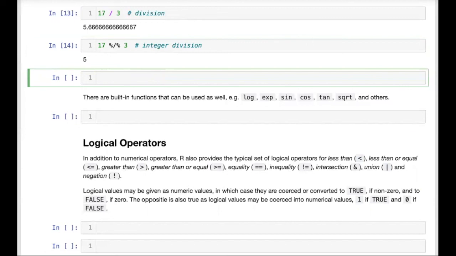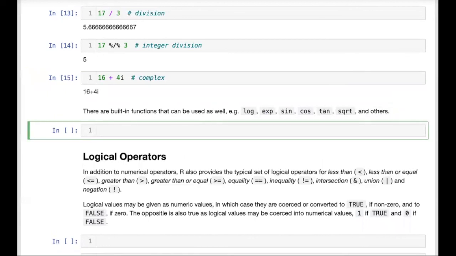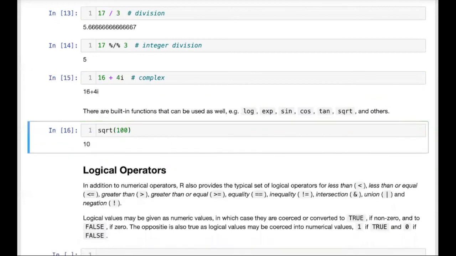R also supports complex values through the i suffix. So I can type 16 + 4i to represent a complex value, and then use these values in operations similarly to how I would use real values. Also, R supports a number of built-in functions like logarithms and trigonometric functions. So, for example, I can say square root of 100, and you see we get the answer 10. Since R is meant to be a language for statistical analysis or data analysis, many of these functions come right out of the box, whereas in languages like Python, you'd have to import a math library or something similar. From this point of view, R is actually quite convenient to use.